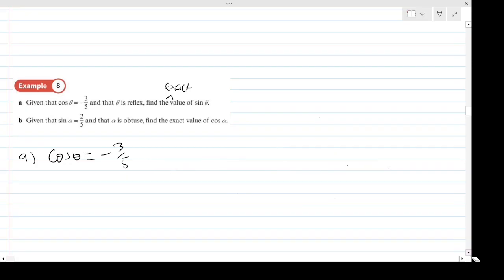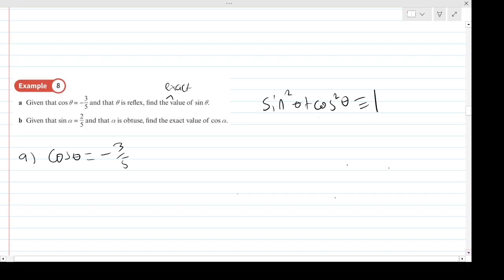What we're going to do is recall again the identity that sine squared theta plus cos squared theta is indeed 1.